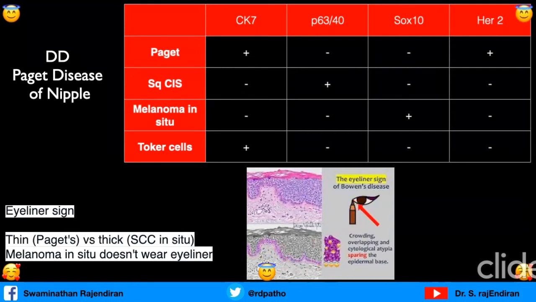It's like most of the pathologists are females, isn't it? You use your eyeliner to line the lower eyelid, the lower portion, and that sign is preserved in squamous cell carcinoma in situ. Whereas in Paget cells, that eyeliner is not preserved. Individual cells will be seen in the basal cells.